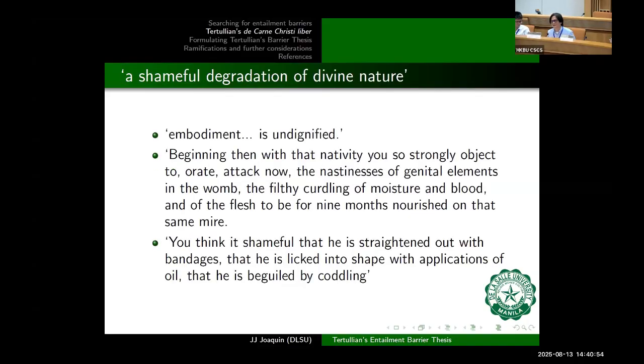About the shameful degradation of divine nature. Well, for Marcion, being embodied is undignified. I think that part here about the nastiness of genital elements in the womb or whatever establishes that conclusion that being embodied, being of flesh, is undignified.